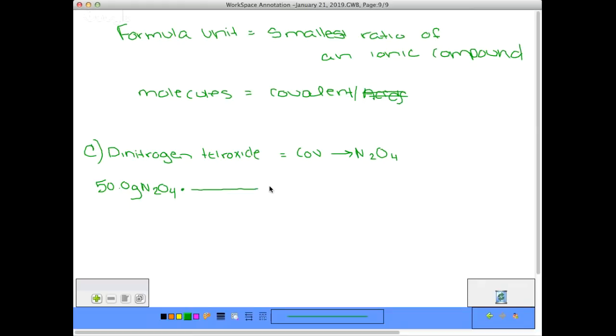So what we want to do is we want to figure out the molar mass. So we want to take the mass of nitrogen. So we know we have 2 times 14.01. And we're going to add that to 4 times 16.00. That's going to give us the molar mass. Wait, is it 14.01? Let me double check. Where is my periodic table?